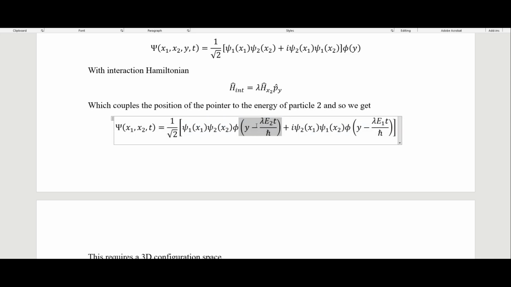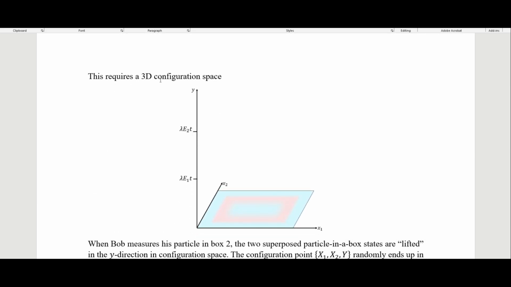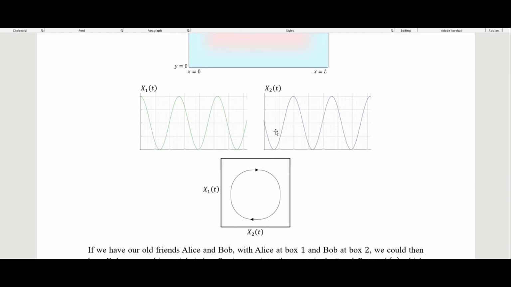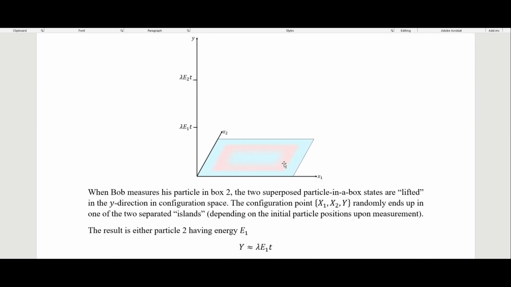And so what you can see from this equation is that if this is telling us that we're at energy 2, that's talking about particle 2 right here, then it must be that particle 1 is also determined by that, because it's this factor right here. And that's going to be determined instantaneously by what the measurement on particle 2 is telling us. This requires a 3D configuration space, so I've just laid this figure flat on these 2 dimensions of our configuration space. Then the third dimension, this y, is going to be our pointer.